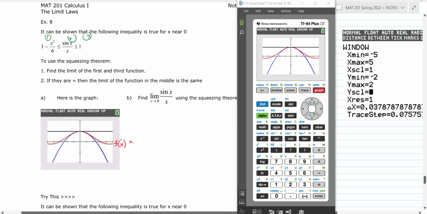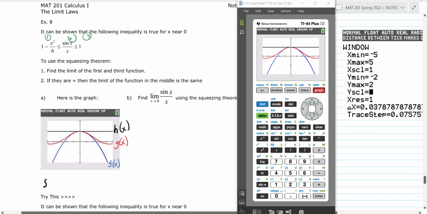And then that's equal to sine x over x. If you want to label this, you can. Let's do it like this, just to be consistent with the way the theorem says. Let's call this one f of x, this one g of x, and that one h of x. It doesn't really matter which order you do those in.